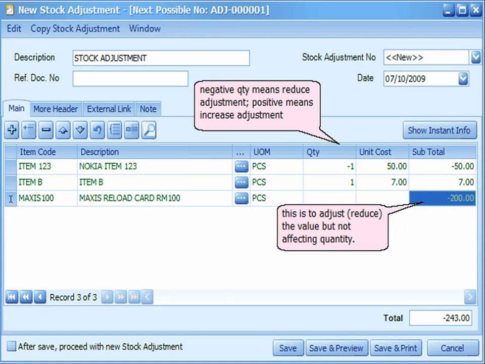If you like to adjust only the stock value and not the quantity, leave the field of quantity and unit cost blank and key in the adjustment value at subtotal view. Again, negative value means reduced and positive value means increased.